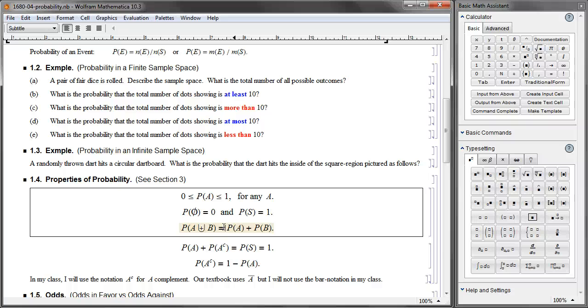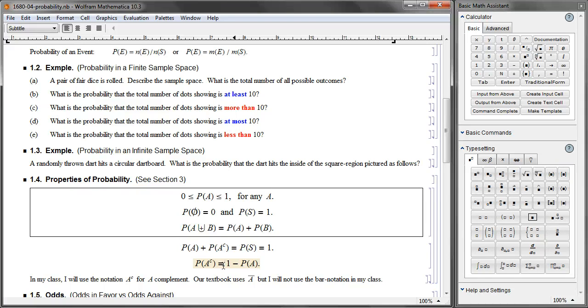Using that and this one together, you can deduce the next property. Probability of an event plus the probability of its complement event turns out to be the probability of the whole space, which is 1. Consequently, flipping one from the other, we get this computation. Probability of the complement is 1 minus the probability of the original.